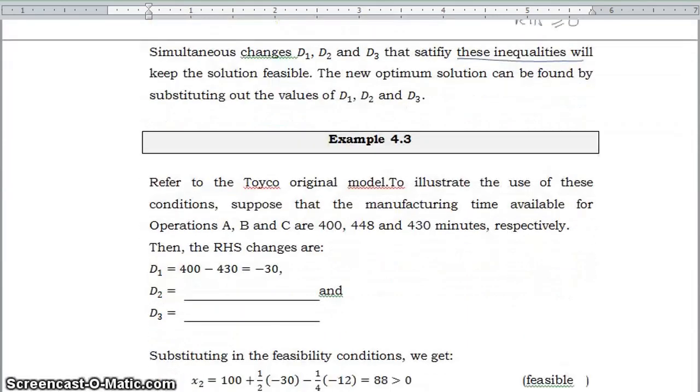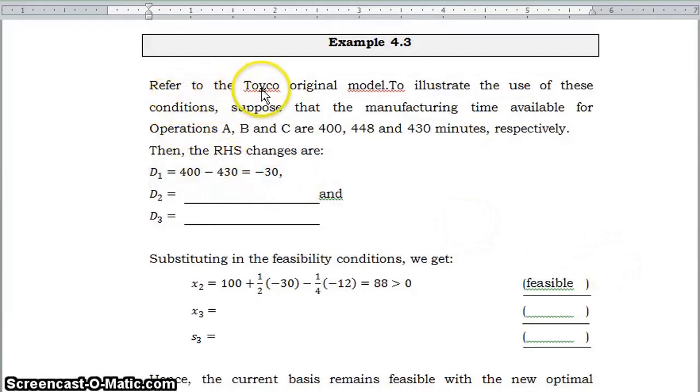Now, let's discuss example 4.3. Refer to the Toyko original model. To illustrate the use of these conditions, where the feasibility condition is that all right-hand sides are non-negative, suppose that the manufacturing times available for operations A, B, and C are 400, 448, and 430 minutes respectively. Then the right-hand side changes are D1. Now the new operating time in operation A is 400. Before this, Toyko allocated the operating time for this operation as 430. So D1 is 400 minus 430, which is negative 30. Means Toyko reduced the operating time of operation A by 30 minutes.